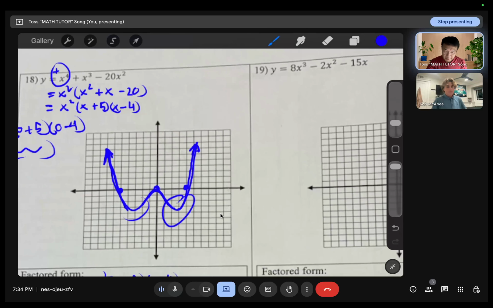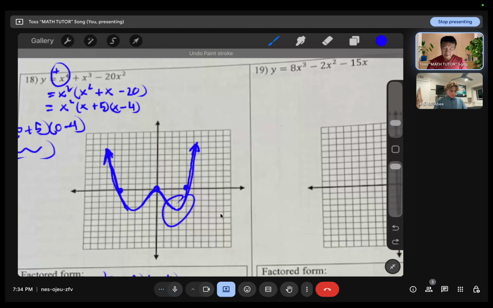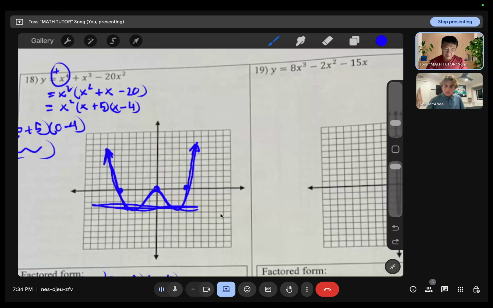Don't worry about how low each one is going to go. They're not necessarily the same level. So don't worry about it.